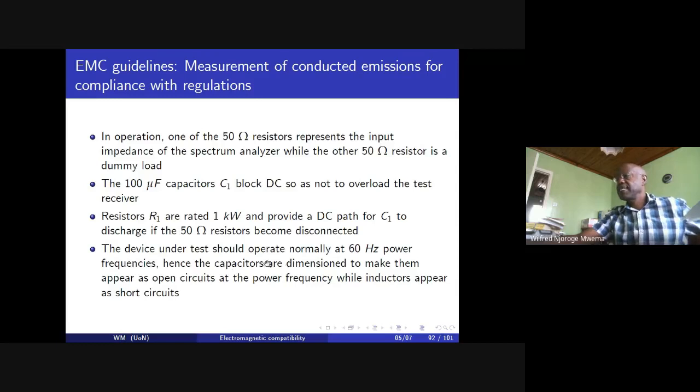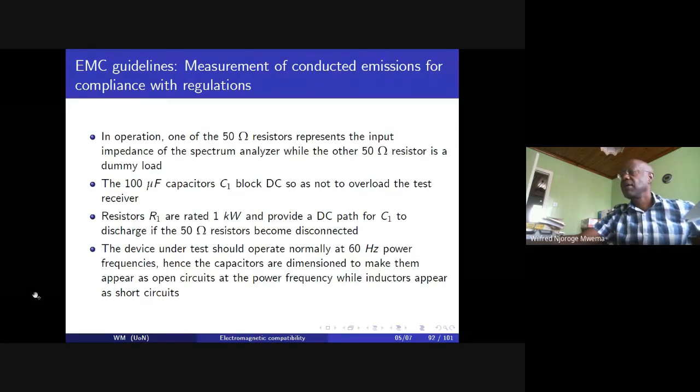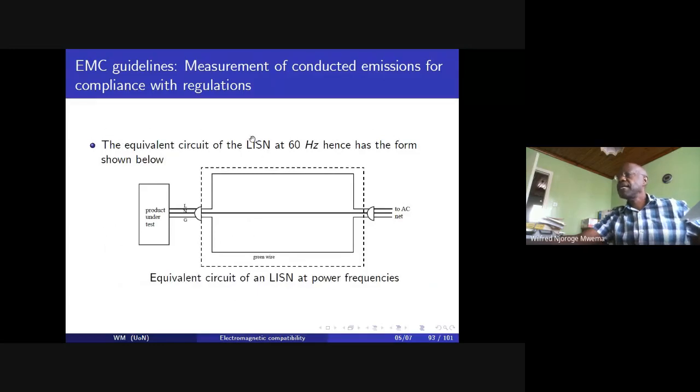So the device under test should operate normally at 60 Hertz, or 50 Hertz for the European and Kenyan scenario, and hence the capacitors are dimensioned to appear as open circuits at the power frequency, while the inductors appear as short circuits at these power frequencies, that is 60 or 50. The equivalent circuit of the LISN at 60 Hertz will therefore have the following form. That is, we have a complete wire just connecting through to the AC network.